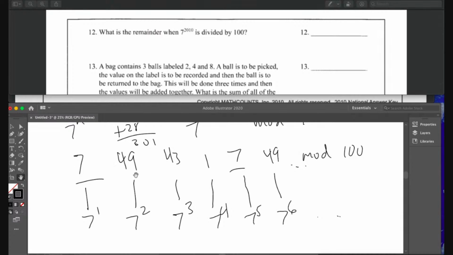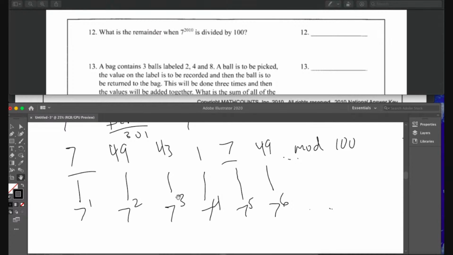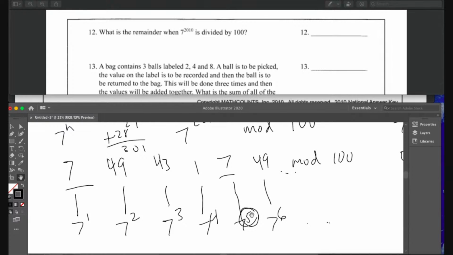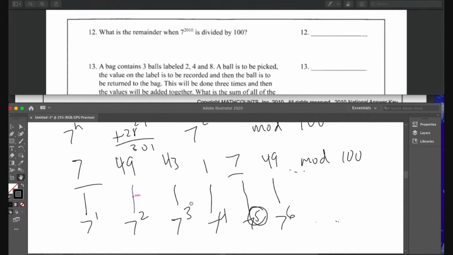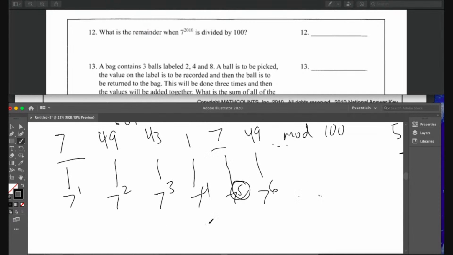Now, because we have 4 numbers in here, we just need to look at what this exponent is mod 4, and that will give us what mod 100 it corresponds to, right? So by seeing that 5 is 1 mod 4, we know that it has to correspond to 7. Then we can apply it to this case. We want to look at what 2010 mod 4 is.